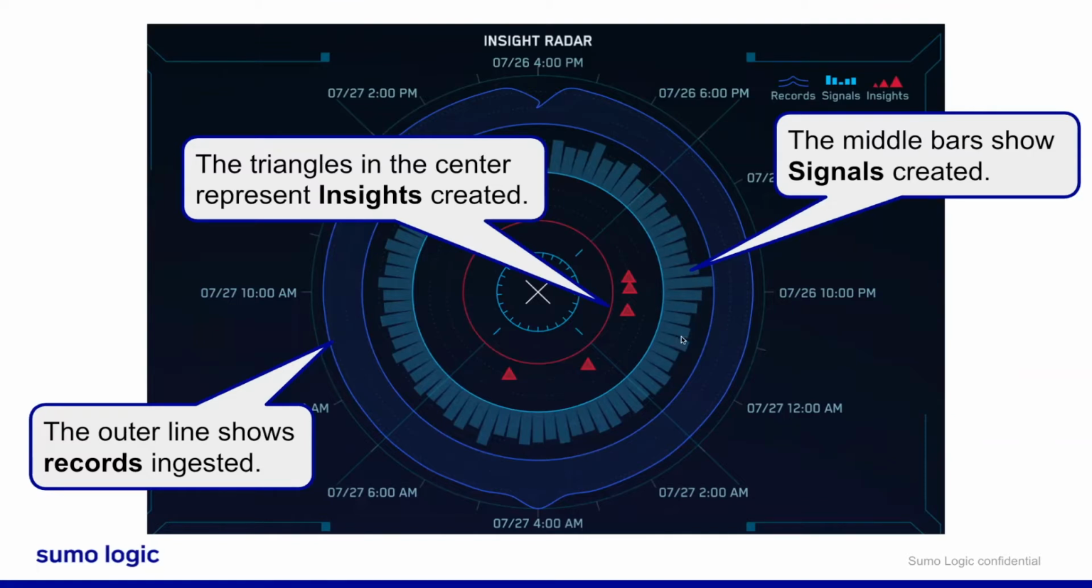this is going to represent the signals that are being generated from those records. So each bar is going to represent the number of signals. Once again, we're taking a lot of information, distilling it down to less information. And when we get to the innermost circle, we're going to have our most distilled information, which is going to be our insights. And those are going to be things that have been correlated from the signals.